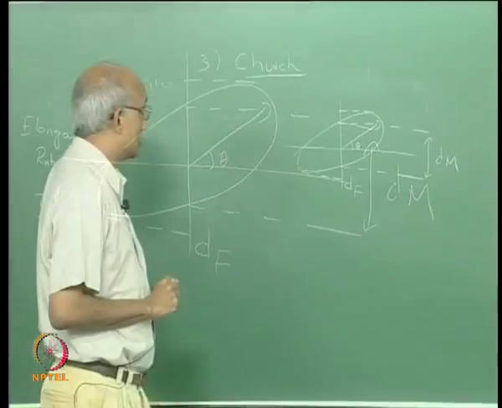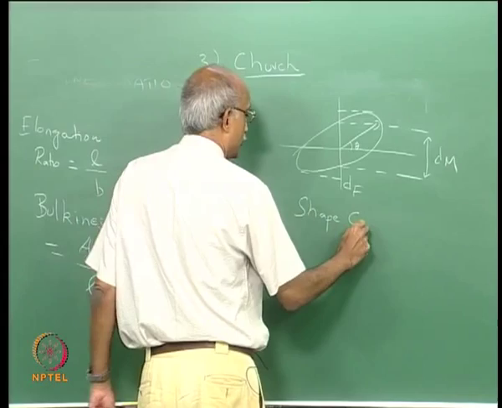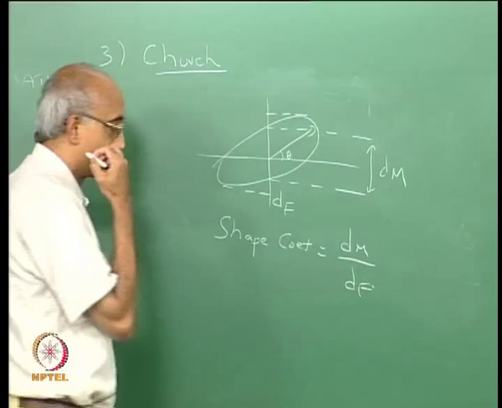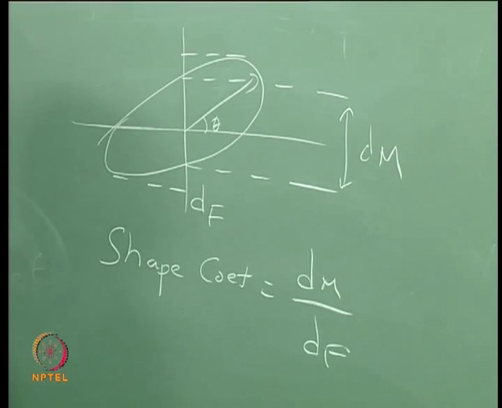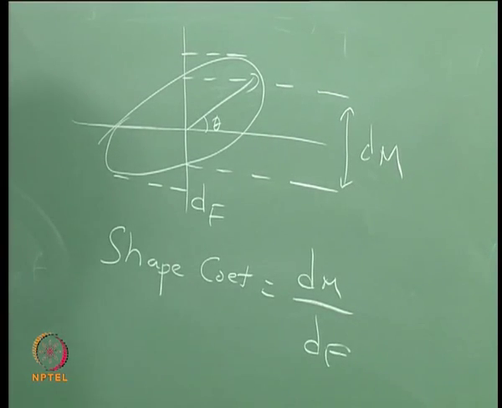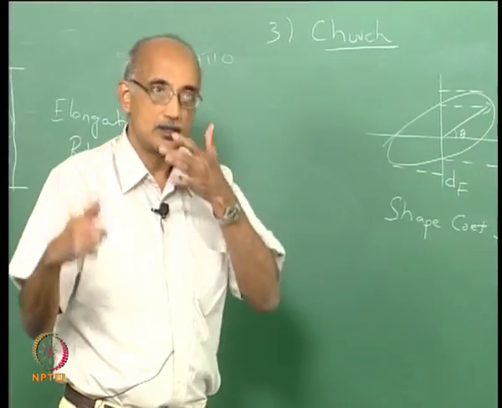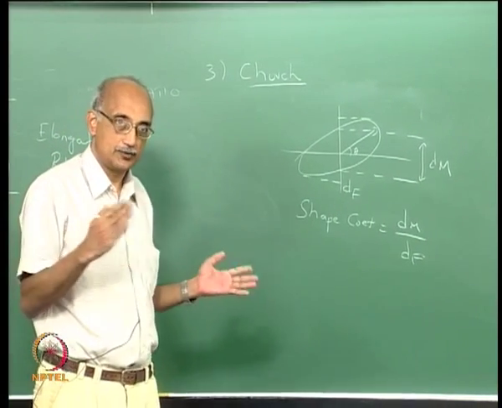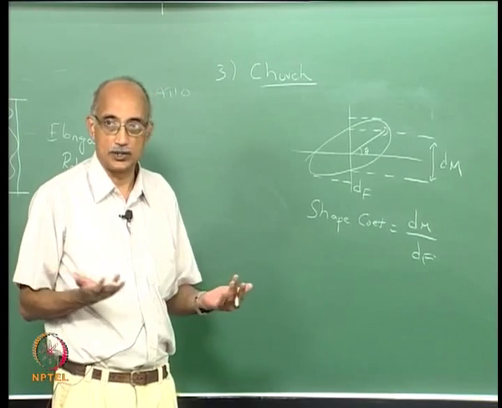And Church basically said that a shape coefficient could be defined as a ratio of dm over df. So here again, it's really a measure of elongation more than anything else, and this method was most popular for the use of elongated particles. The closer this ratio is to 1, the more spherical the particle is, and the more elongated the particle is, the greater will be the difference between dm and df. So the ratio will be much smaller. So for a highly elongated particle, this ratio will start approaching 0 basically.